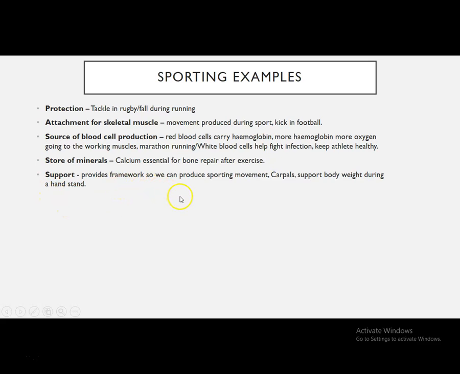Support, provide a framework so it can produce sporting movements. Remember, carpals and tarsals support body weight, during a handstand for carpals, and tarsals just when we're standing still. Movement. So bone length will determine sporting performance. A tennis player with long limbs will generate high force when hitting the ball, but again for movement, it could also help in endurance sports such as running.